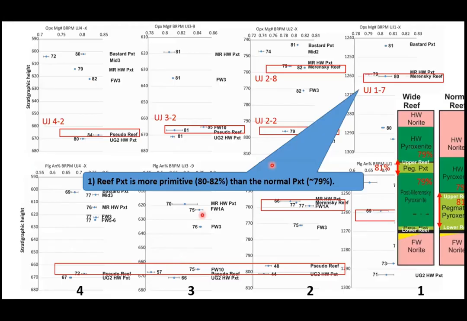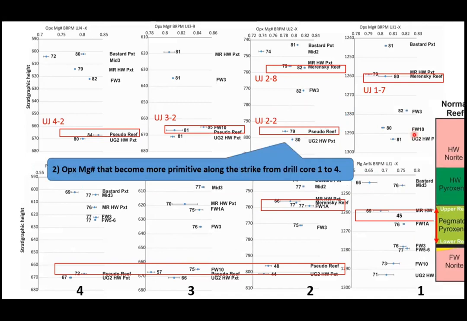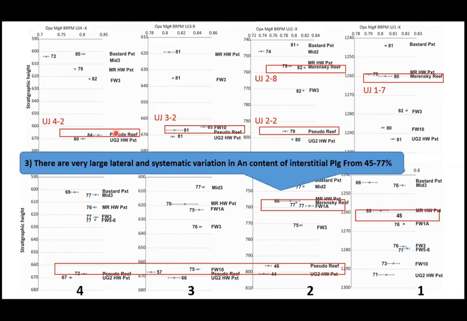First of all, reef pyroxenite is more primitive, about 80 to 82, with an average of 81, than the normal pyroxenite, which is about 79. Secondly, as you can see, unlike the hanging wall and normal pyroxenite, there are variations for orthopyroxene Mg number that become more primitive along the strike for both Merensky Reef and also the single reef when you go from northeast to southeast.